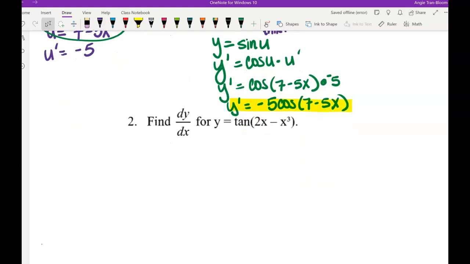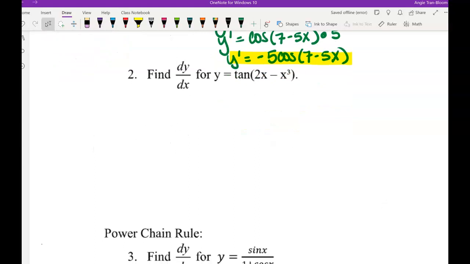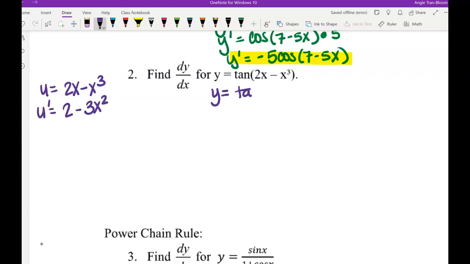Now, look at number 2, a very similar question. We can use u substitution again, just to make it easier for you guys. So you can let u be the inside, so the inner function, which is 2x minus x to the third. So u prime is going to be 2 minus 3x squared. Then just rewrite this, y equals tangent of u. Well, we do know the derivative of tangent is going to be secant squared of u, but u is an inner function, so we do have to multiply by the derivative of the inner.